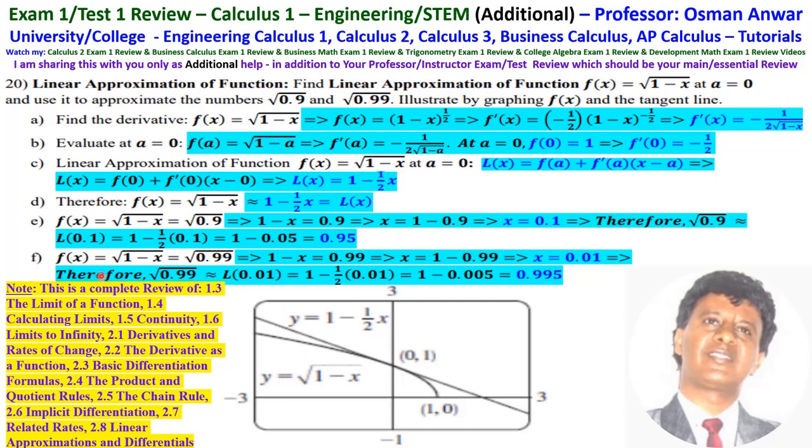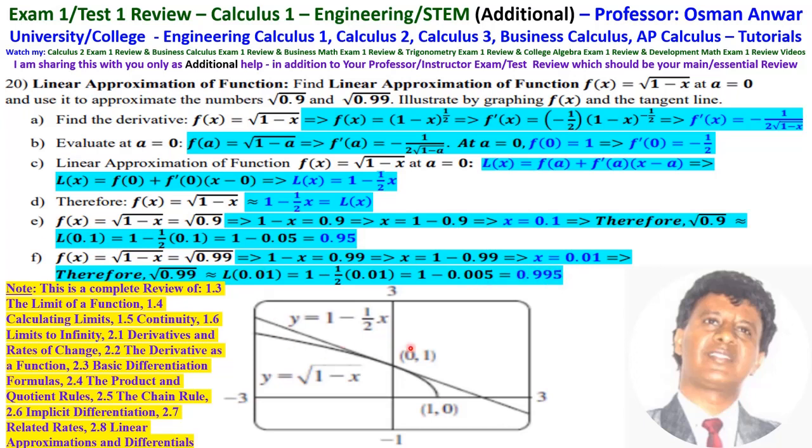Then f of x equals square root of 1 minus x equals square root of 0.99. This means 1 minus x is equal to 0.99. That means x is 1 minus 0.99, that is x equals 0.01. Therefore, square root of 0.99 is approximately L of 0.01, which is 1 minus half times 0.01, which is 1 minus 0.005, which is equal to 0.995.